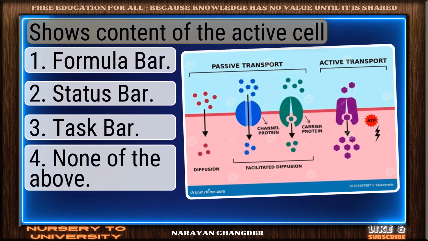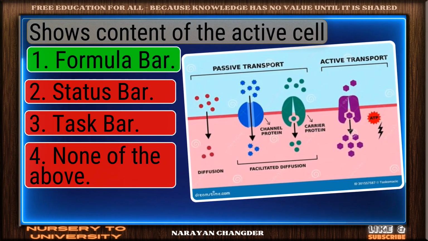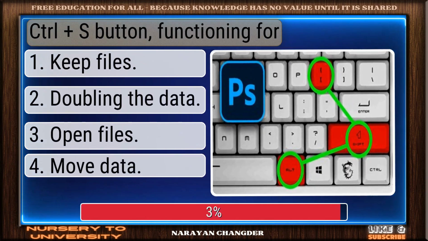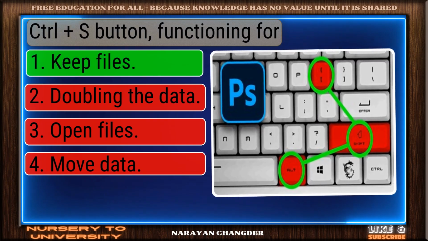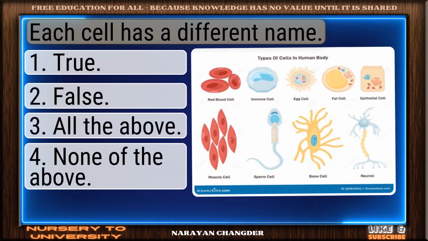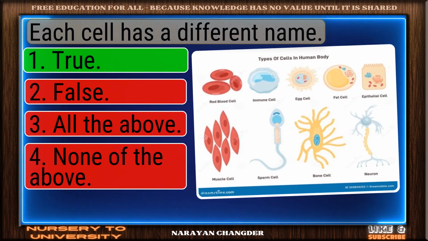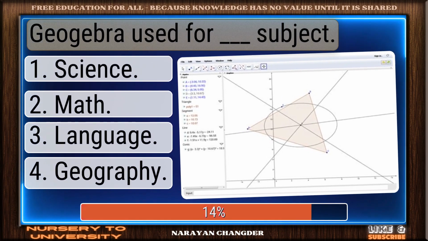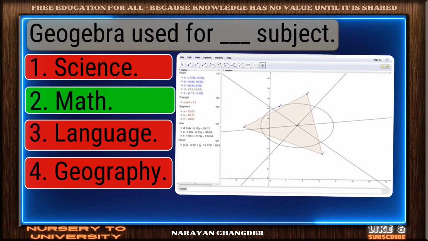Shows content of the active cell? Right again. Formula bar is a valid answer. Ctrl plus S button functioning for? You're right. Save files is the correct answer. Each cell has a different name. On track. True is the correct answer. GeoGebra is used for which subject? Smart move. Math is an accurate answer.